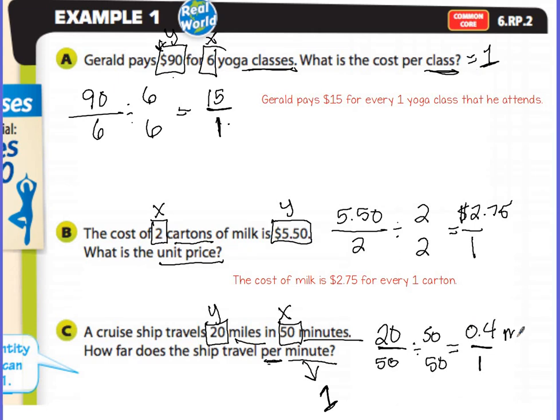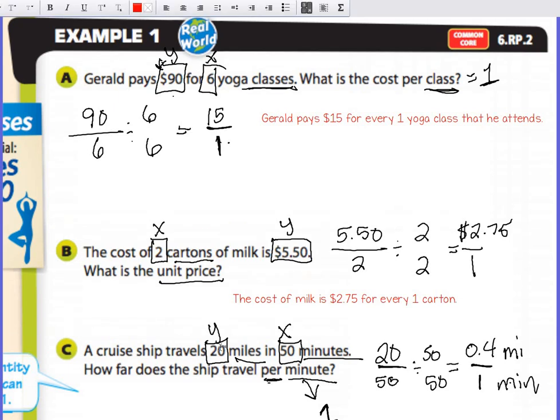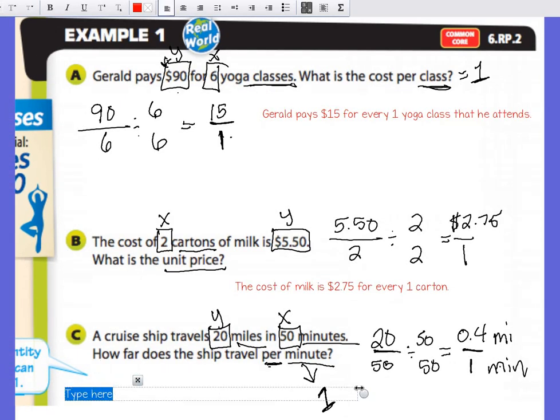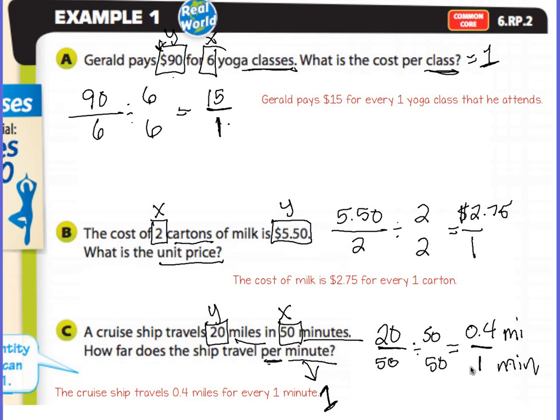And then if I look at my labels, so this is miles and this is minutes. So then what does this mean? This tells me that the cruise ship travels 0 and 4/10 miles for every 1 minute. It is for every 1 minute, we'll just say. All right. So again, taking that unit rate, so getting to that 1, and then being able to write it in rate language.